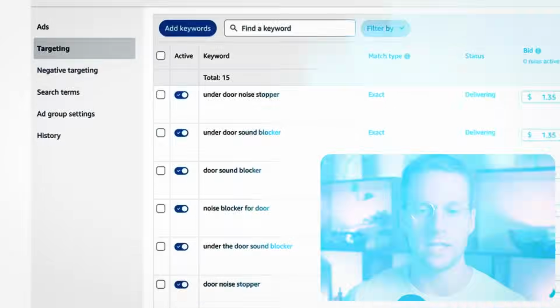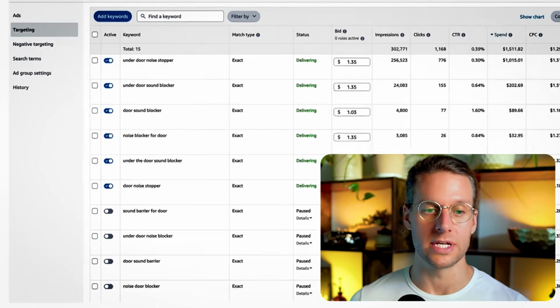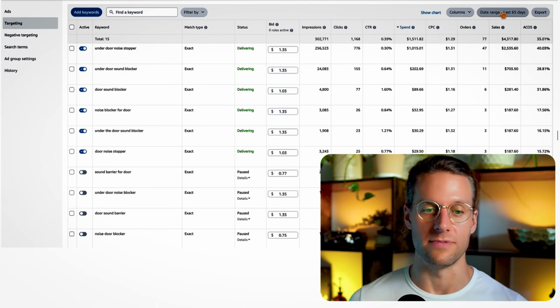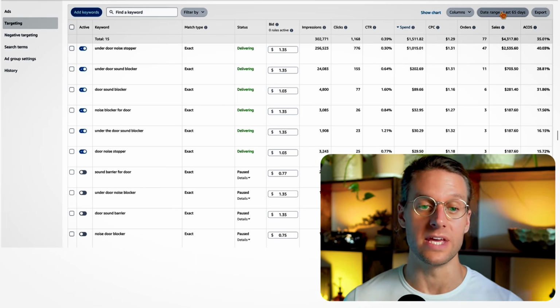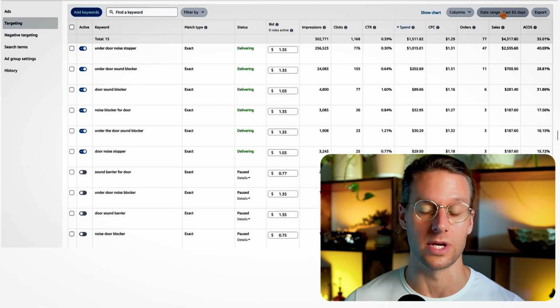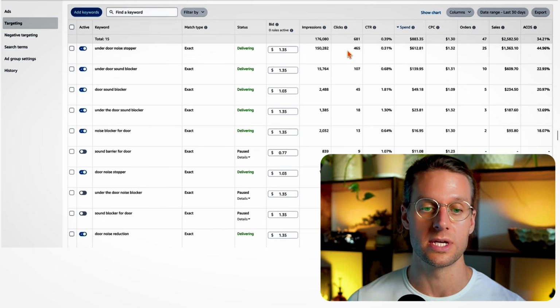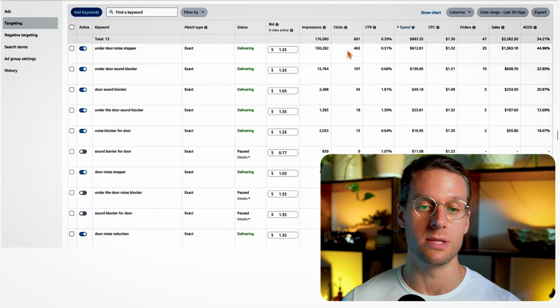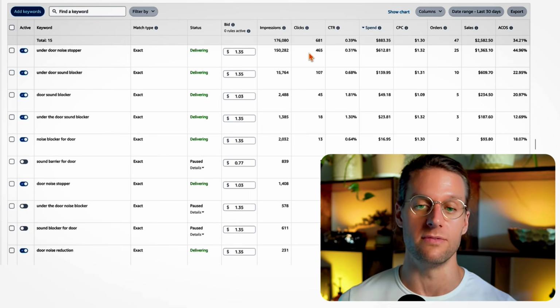Okay, now that we're in the ad group, we're gonna go to the targeting tab, and this is where a lot of the action is gonna happen. So here's where we see the actual keyword targets that we input. This doesn't mean this is necessarily exactly where Amazon is showing it, even if it is exact match, but this is what we input as our targets. And this is where we can adjust the bids of the targets that we input individually.